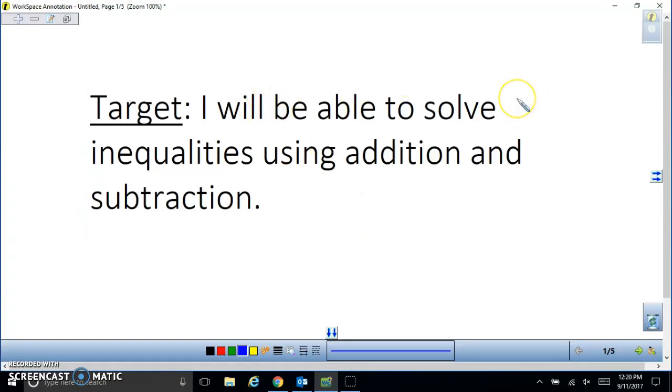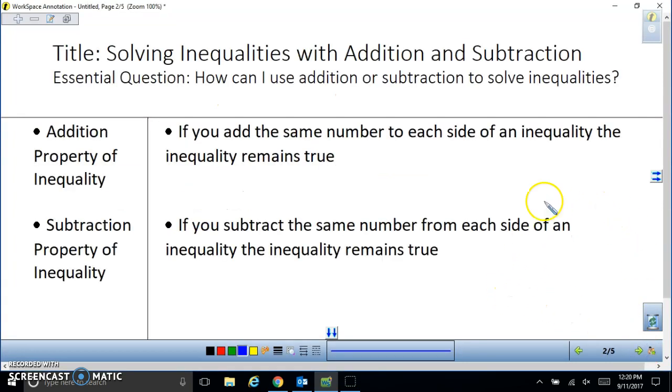Hey guys, you should be taking notes over how to solve inequalities using addition and subtraction. Today we are again only looking at addition and subtraction, so let's go ahead and get started. Go ahead and title this Solving Inequalities with Addition and Subtraction, and your essential question is, how can I use addition or subtraction to solve inequalities?